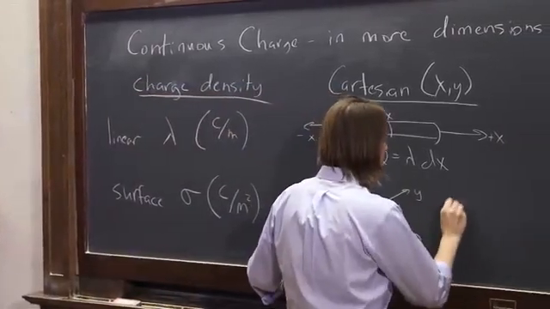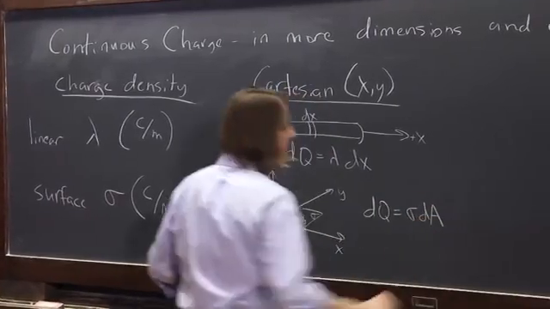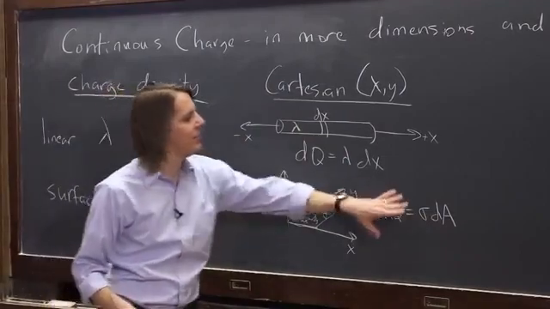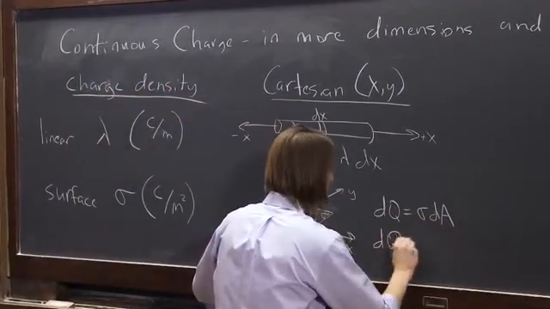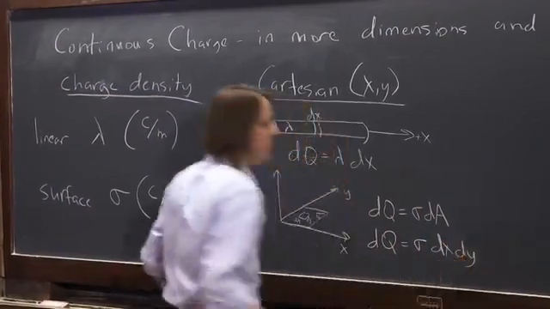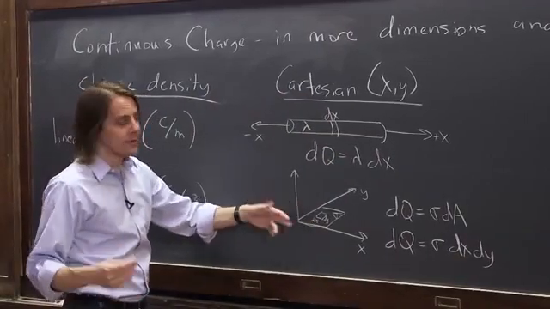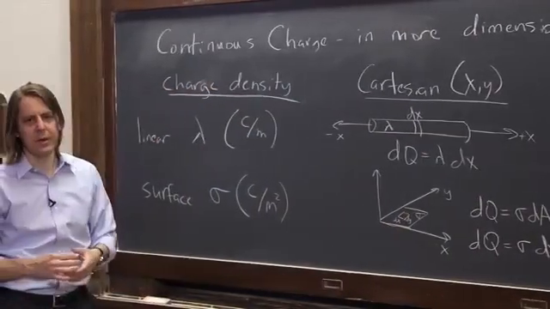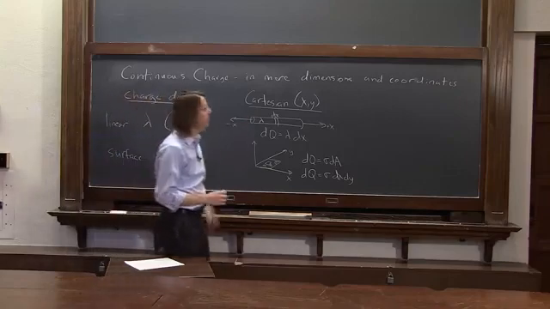So then the dq, in this case, is sigma times dA. Same basic idea, you just take the charge density times the area dA. But now we want to translate dA into the actual coordinate system. So we say dq is sigma times dx dy. Because our little dA is just a little square, or a rectangle, where one side is dx, one side is dy, so the area is just dx dy. So in Cartesian, that's how you would set it up.